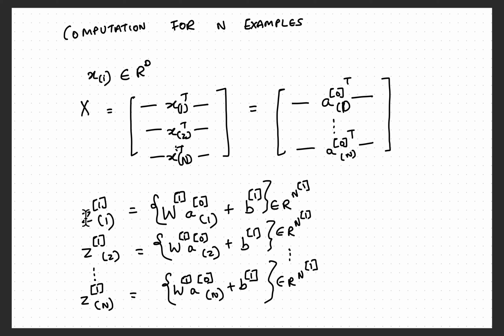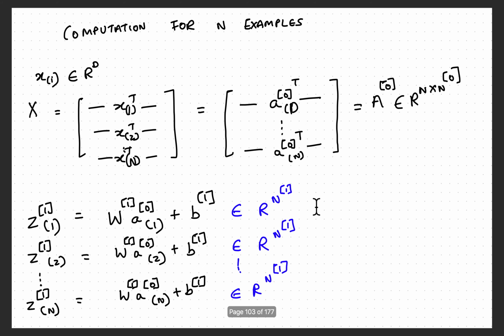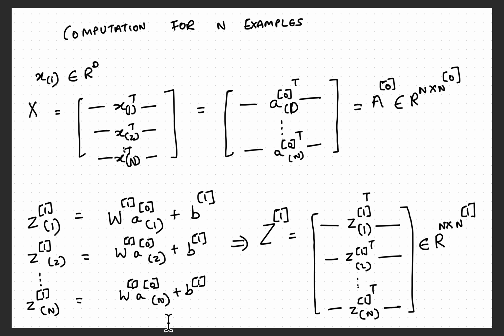So each of these z is a vector now. If you see the shapes, each of these z is an n1 dimensional vector because this is giving you the summation terms for the entire layer and not just for a single node. And you have done this for n such examples, right? So I've just written this down again, showing the shapes in blue. I can combine this and rewrite this entire thing.